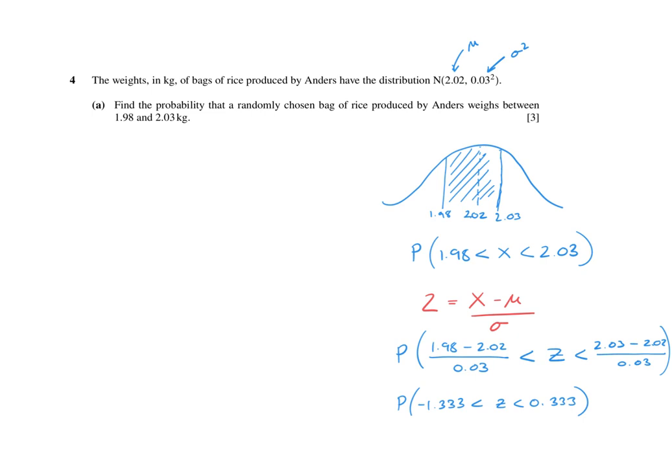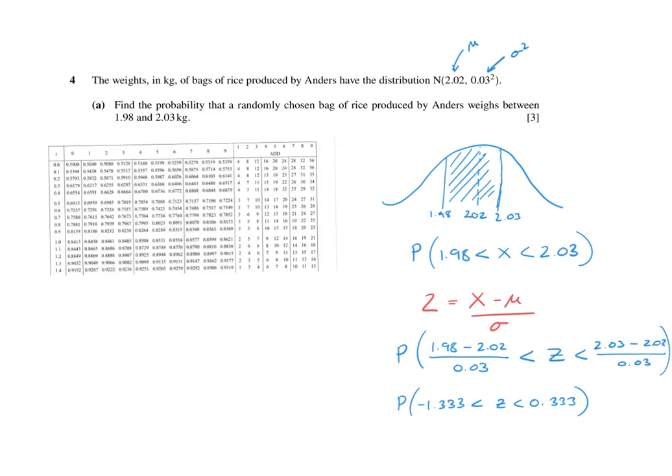This is what we're going to use for our tables. Now, to find the probability trapped between these two values, we're going to find the probability that Z is less than 0.33, and we're going to subtract the probability that Z is less than minus 1.333. So let's start with the first one. Z is less than 0.33. We're going to find this on our tables.